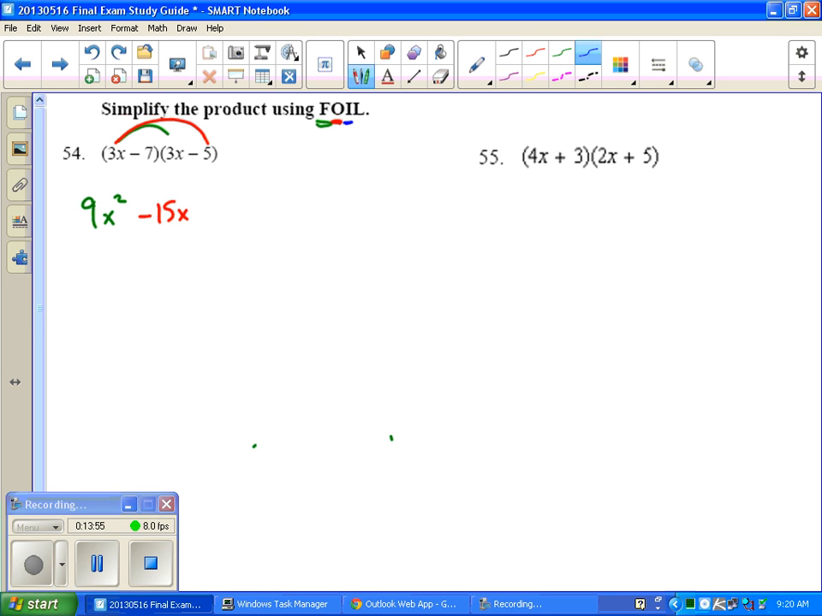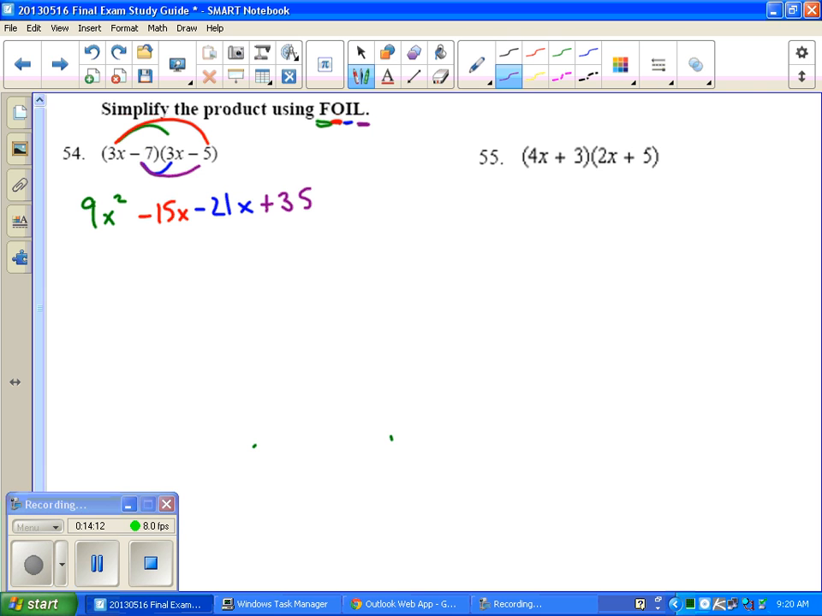The next one tells us to do the inner terms, I. So the things that are closest to each other. Negative 7 times 3x. Negative 7 times 3 is negative 21x. And then finally, L tells us to do the last terms. Negative 7 times negative 5. Negative times a negative is a positive 35.